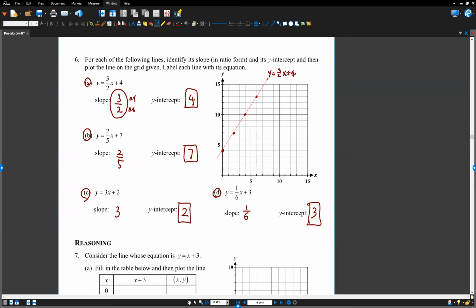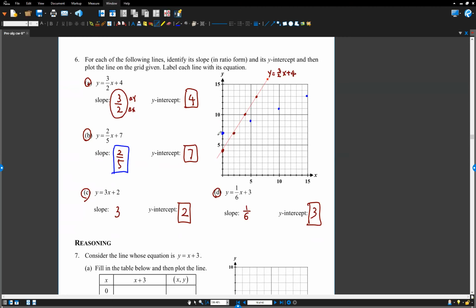Now let's make the graph, right? For B, where is the starting point? Yeah, the starting point is 7. I'm going to use this color. This is 7 over here. You start from here. Where is the next point? Use this slope: 5 right, 2 up. 5 right, 2 up. That's all.